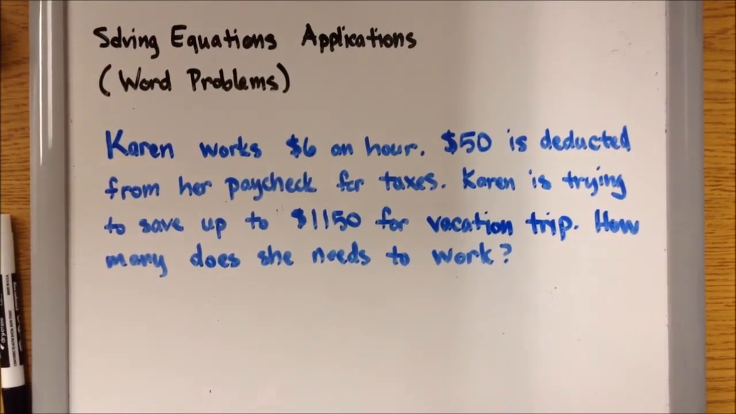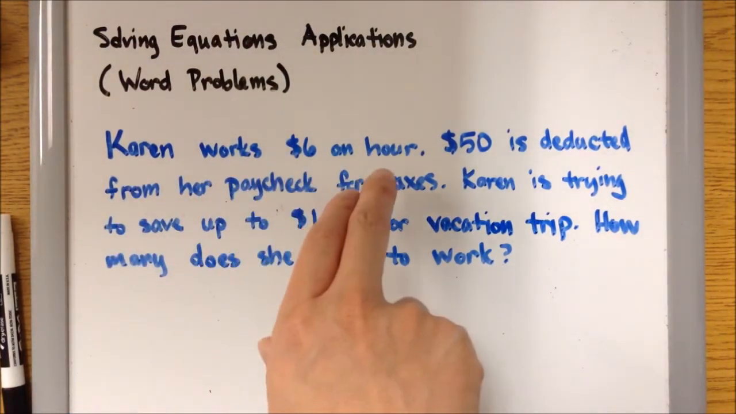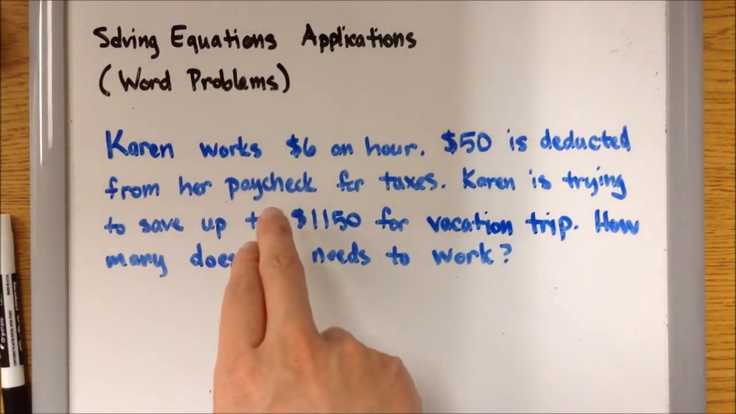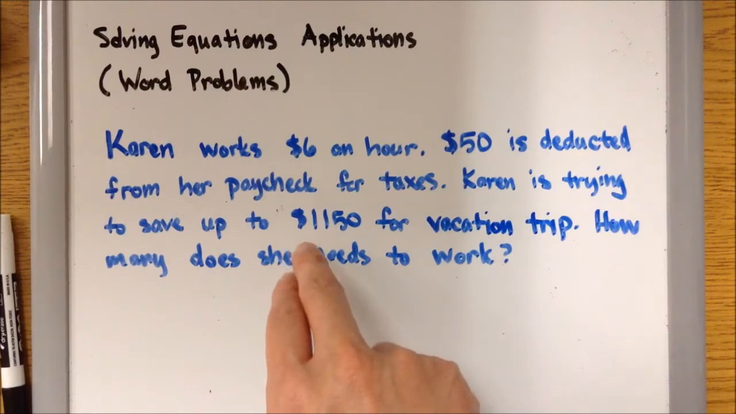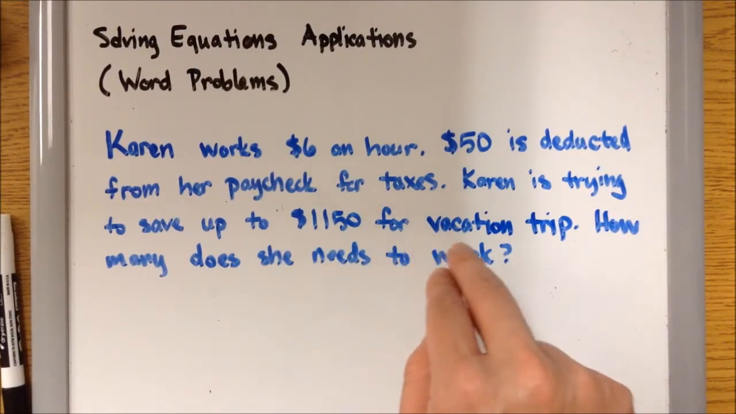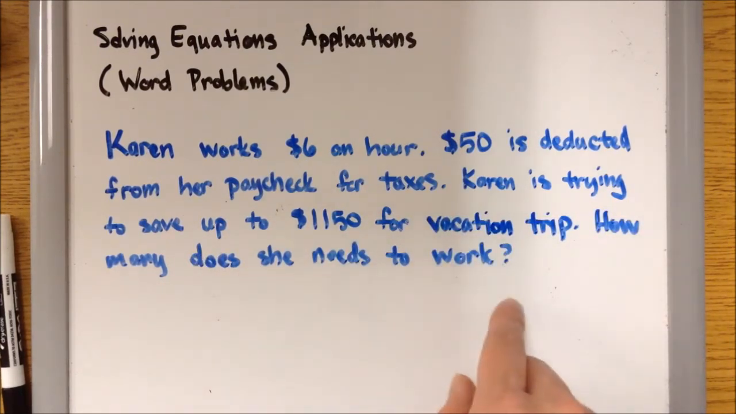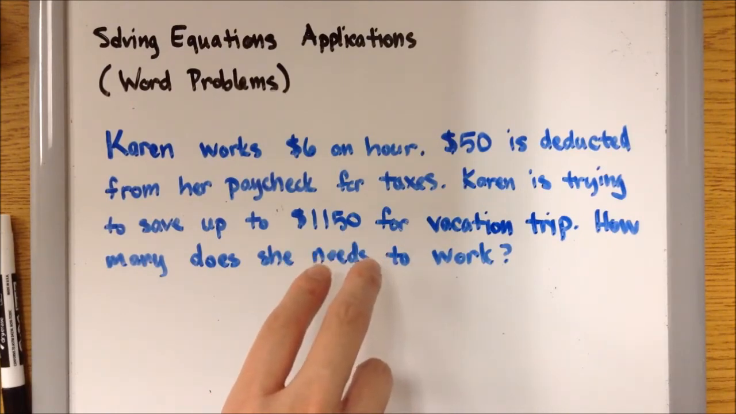Alright, in our second example, we have the word problem. Karen works $6 an hour. $50 is deducted from her paycheck for taxes. Karen is trying to save up $1,150 for a vacation trip. How many hours does she need to work? Meaning, how many hours does she need to work in order to get $1,150 for her paycheck?